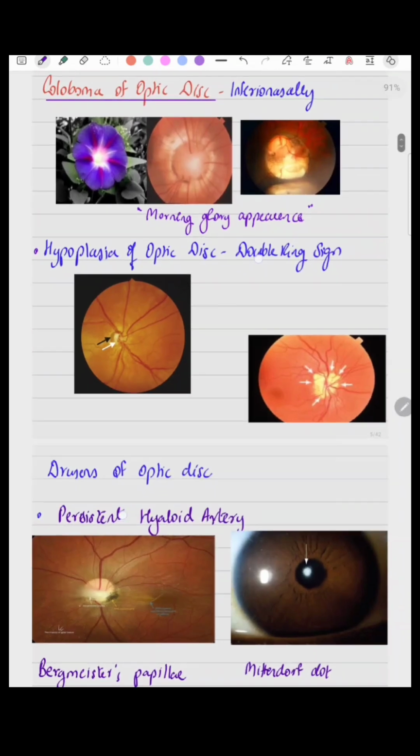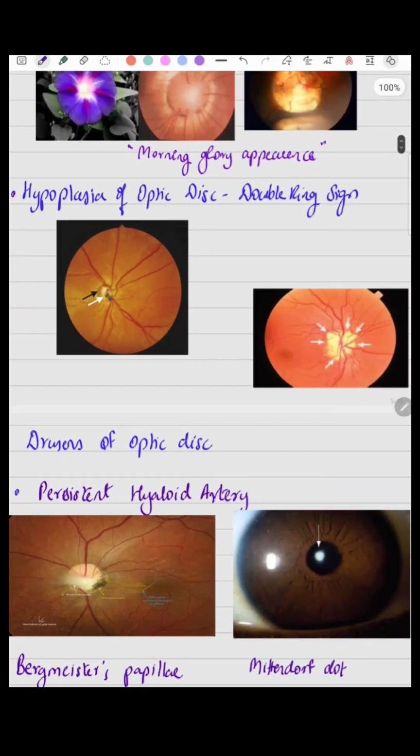The next congenital anomaly is hypoplasia of the optic disc. It has the double ring sign, because of the hyperpigmentation and the scleral margin. A double ring sign is seen in hypoplasia of the optic disc.